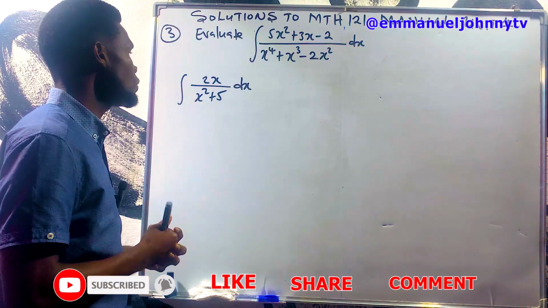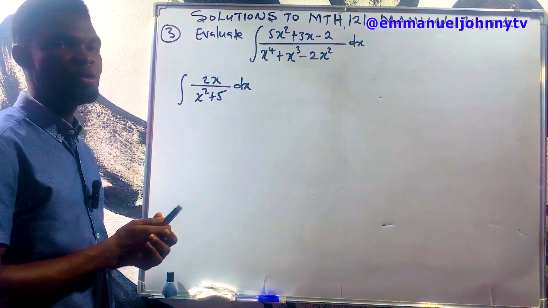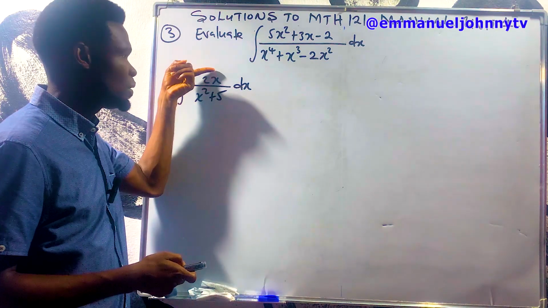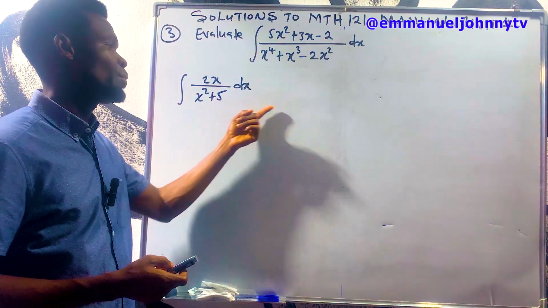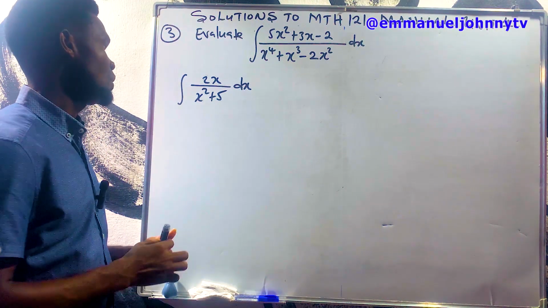This is a rational function. So for a rational function, what do you do? You try to differentiate the denominator. If the derivative of the denominator gives you the numerator, then you take the ln of the denominator plus c. That's a constant.